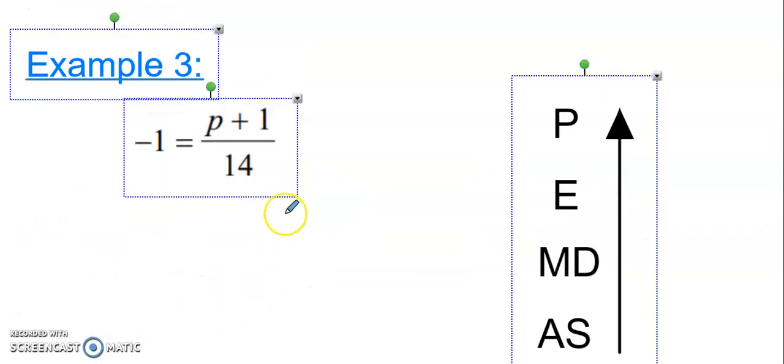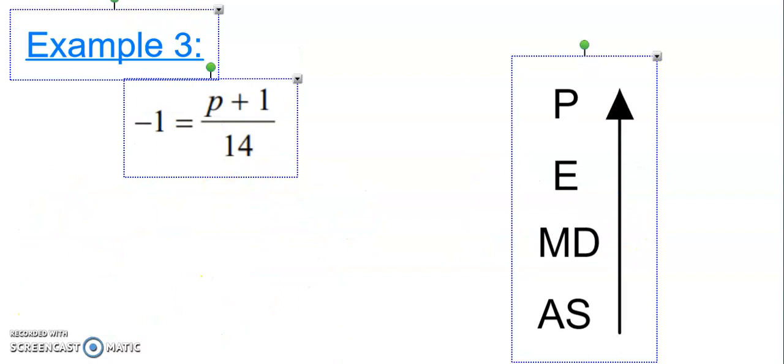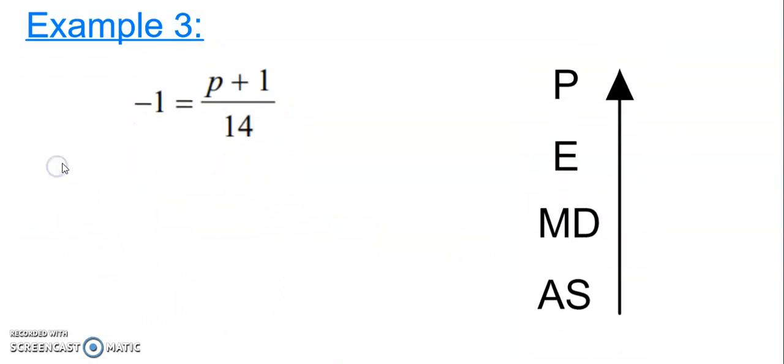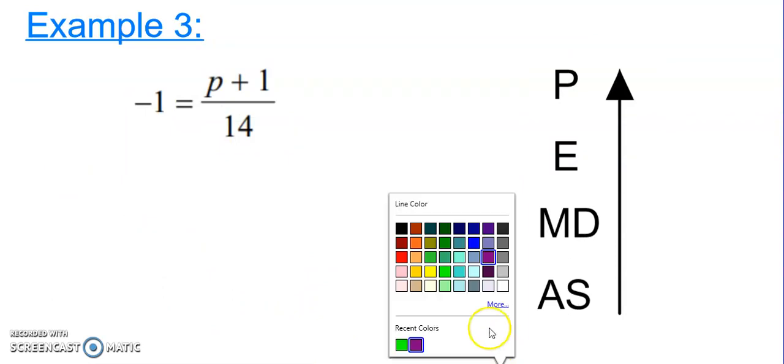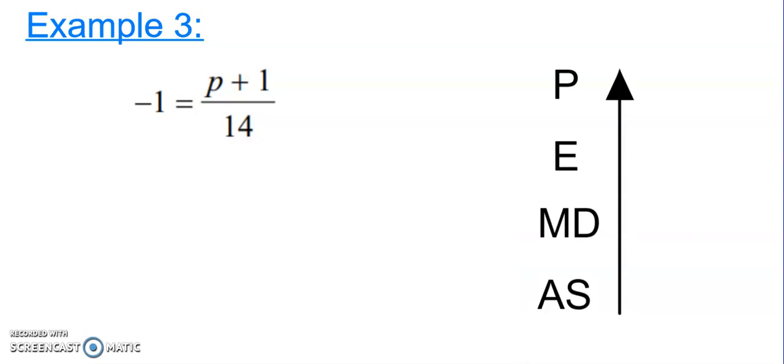Example 3. We have here -1 equals P plus 1 divided by 14. Now, here, I want to point out that this big division bar, we have an implied parenthesis here. So we're going to go ahead and put that in parentheses.